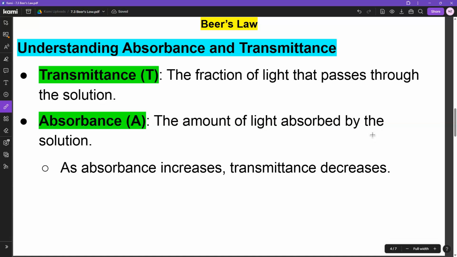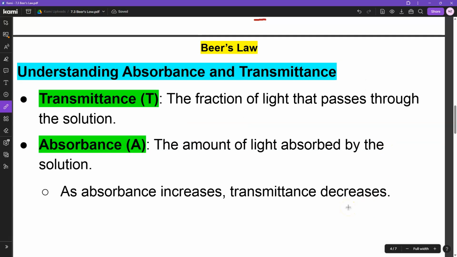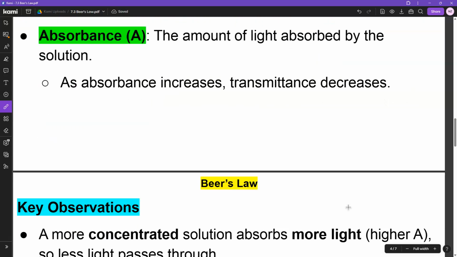All right, so what's the difference between absorbance and transmittance? Transmittance is how much light goes through our solution. Absorbance is the amount of light absorbed by the solution. So as our absorbance increases, transmittance decreases. As more of that light is absorbed by our solution, the less light will pass through the solution and reach our detector on the other side.